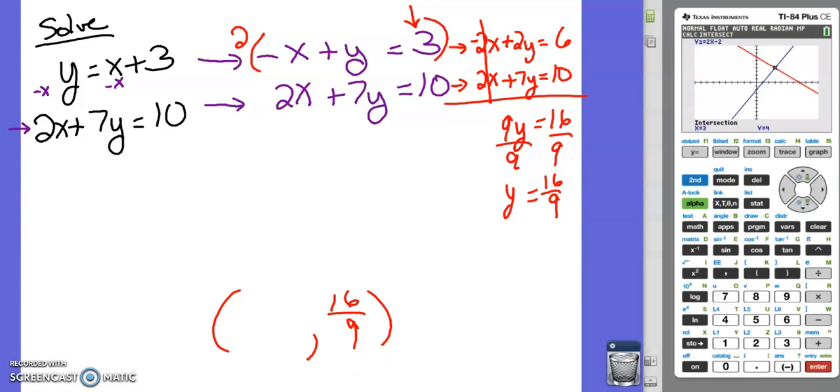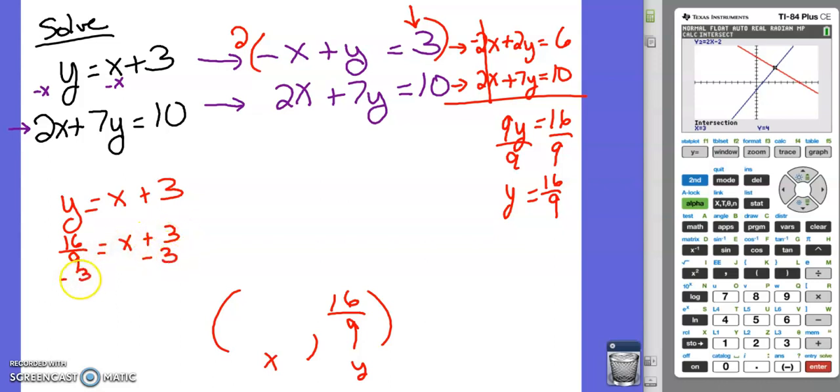To find the x, I need to substitute that into one of the original problems, whichever looks the easiest. I think this first one looks a little bit easier. y equals x plus 3. I'm going to substitute the y for 16 ninths. And so I'm just going to subtract 3 from both sides.